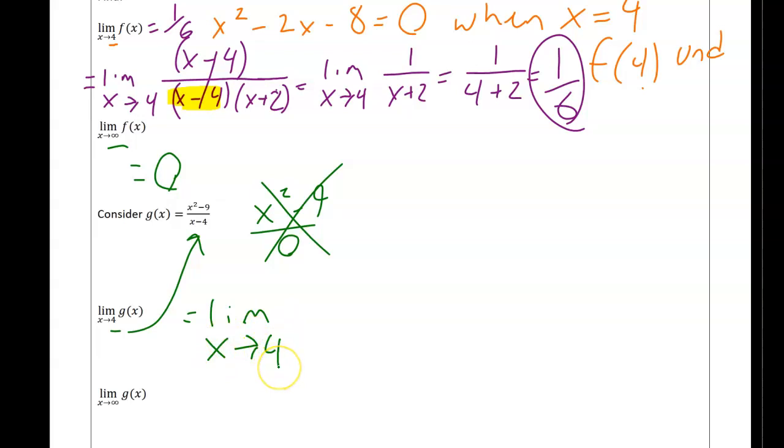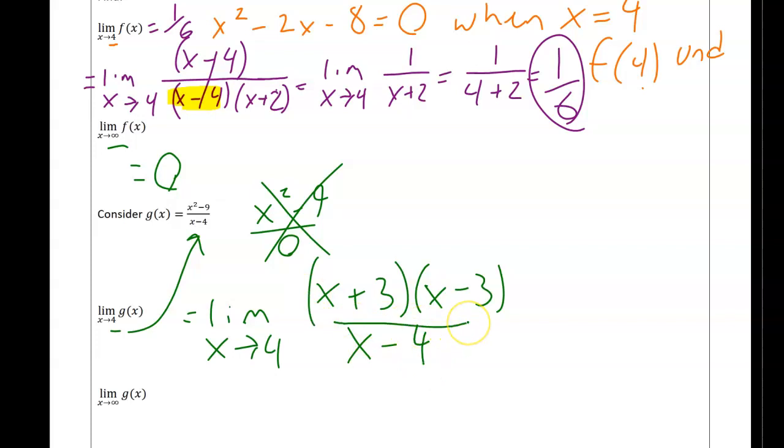So I'm going to say that this limit is equal to the limit as x approaches 4. I'm going to try to factor, right, the top factors to x plus 3, x minus 3. It's a difference of squares. And then x minus 4 on the bottom. And notice nothing cancels out here, and I still cannot plug in my 4. So here, this limit does not exist. DNE, does not exist. Okay, so these don't always have solutions.